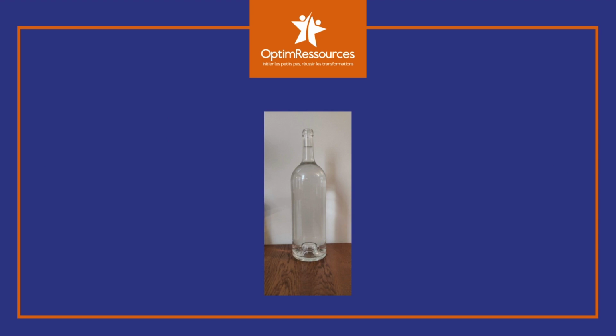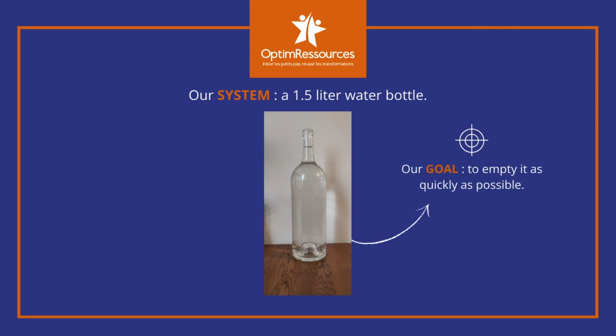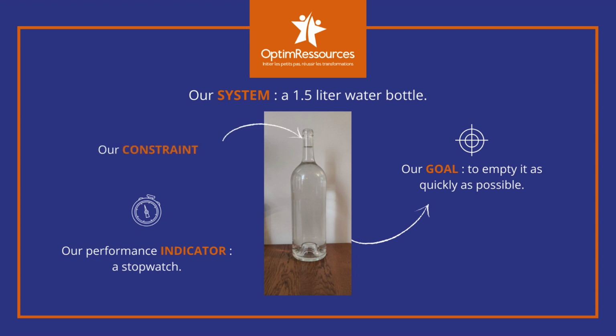Let's start by defining the framework. Our system is a 1.5 liter bottle filled with water. Our goal is to empty it as quickly as possible. Our performance indicator is therefore time. Our constraint is of course the neck of the bottle, the choke point through which all of the water must flow.